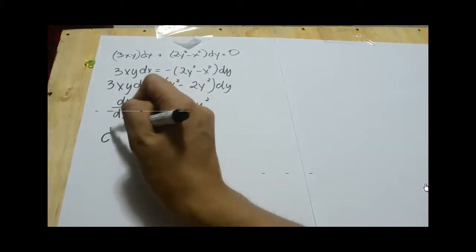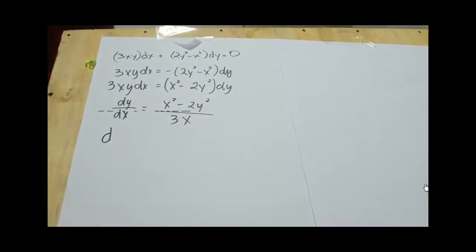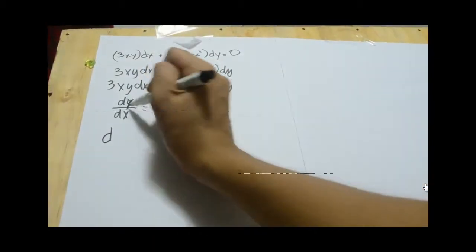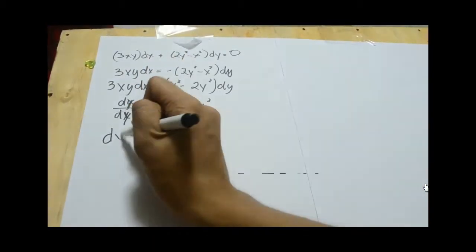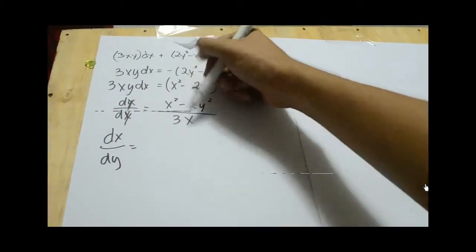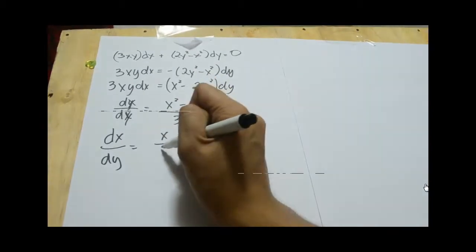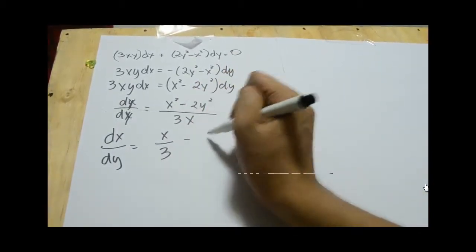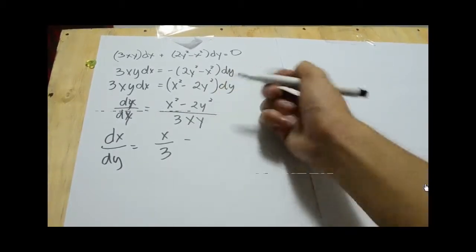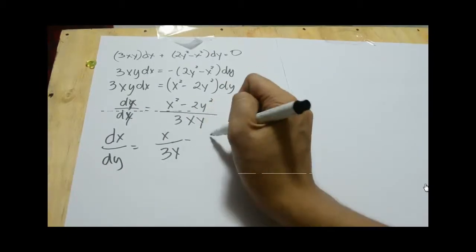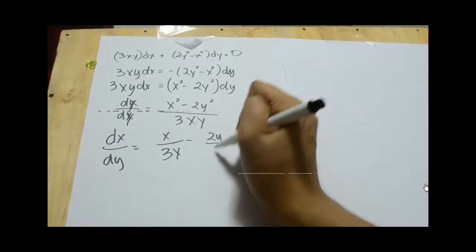So we'll have dy dx. Oh, this should be dx over dy. So dx over dy is equal to x over 3y minus 2y over 3x.